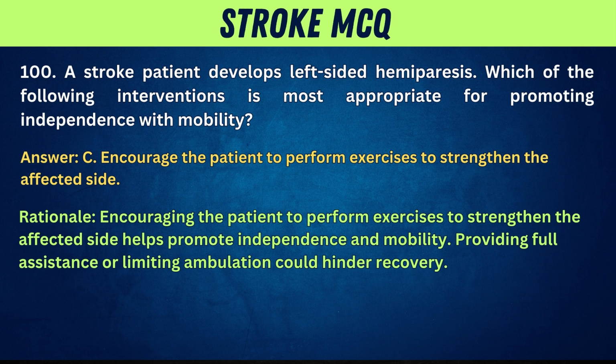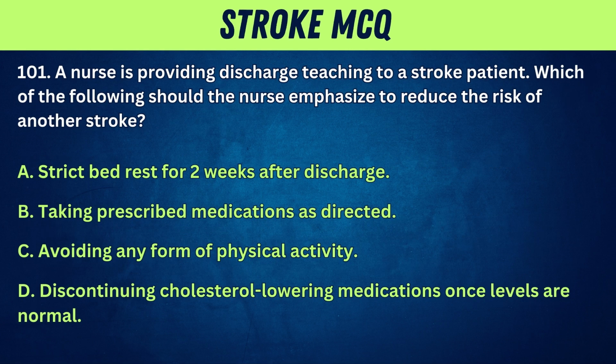Rationale. Encouraging the patient to perform exercises to strengthen the affected side helps promote independence and mobility. Providing full assistance or limiting ambulation could hinder recovery. 101. A nurse is providing discharge teaching to a stroke patient. Which of the following should the nurse emphasize to reduce the risk of another stroke?